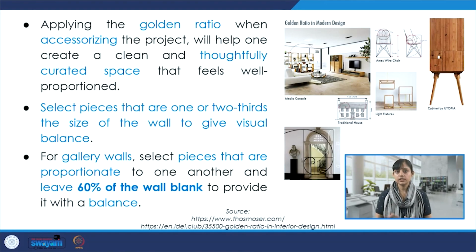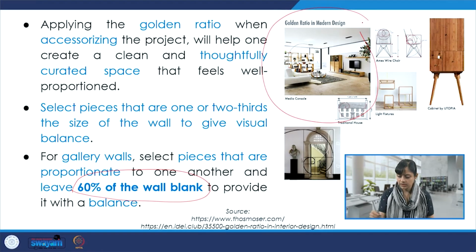Applying the golden ratio while accessorizing the project can also be very helpful, and we could get very thoughtfully curated spaces. The pieces could be selected on the basis of two-thirds the size of the wall to give a visual balance. So for gallery walls, let's say, select pieces that are proportionate to one another and leave 60% of the wall blank to provide an overall balance. So that's again a very handy rule.